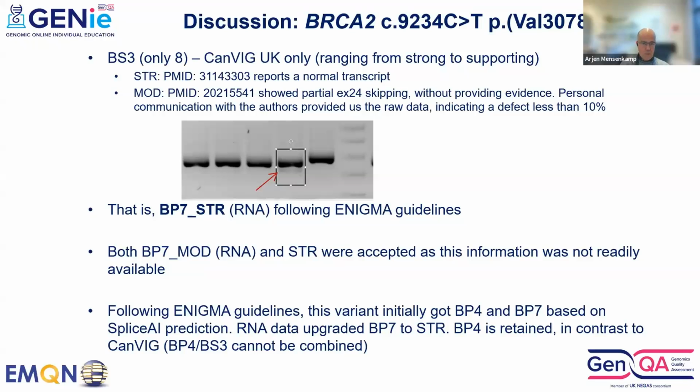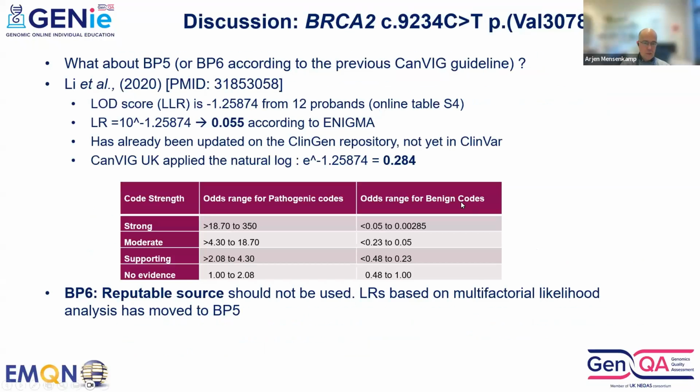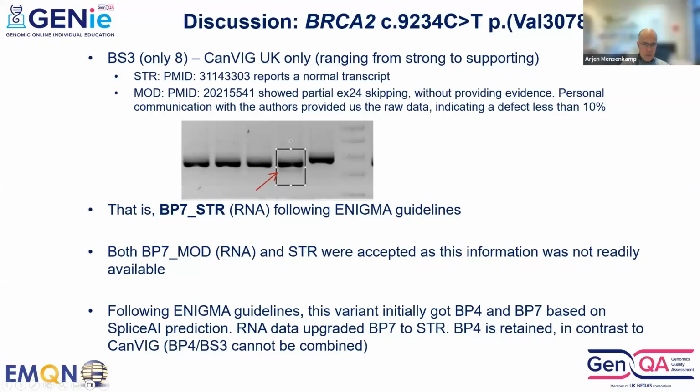We had communication with the authors, and they provided us this picture indicating, below the vague band, which is in the previous slide, please. Yes, the arrow points to the vague band, indicating a defect of less than 10%. And because it is less than 10%, according to the ENIGMA guidelines, you can apply BP7 at a strong level. So that is very helpful. Of course, BP7 moderate and strong was accepted here because this information was absolutely not readily available.